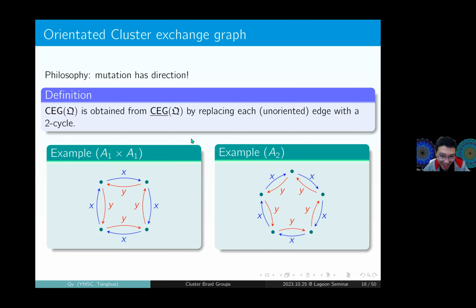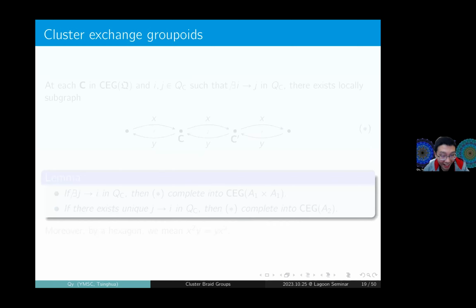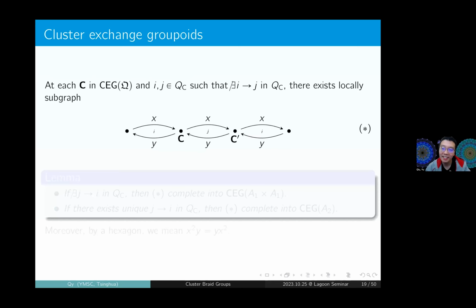But here, once you have, say, this pentagon, you just need to replace each unoriented edge with a 2-cycle. The next thing is that now we have the cluster exchange graph after we do the oriented version. It's a one-dimensional CW complex. Now we want to add some faces to it so that we can calculate some pi1 to define the cluster braid group. So how can we do that?